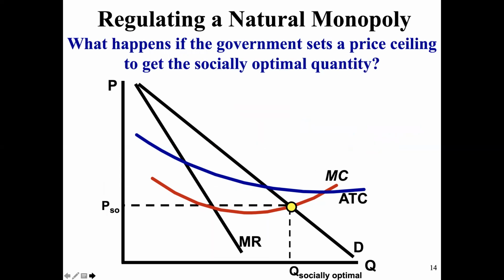Okay, I want you to think about something interesting though. If the government chose to set a price ceiling for this particular monopoly at the socially optimum point, I want you to think what would happen. So kind of analyze what's going on there. One thing that should be immediately clear to you is that because the price is below the ATC, this firm would be earning a loss.